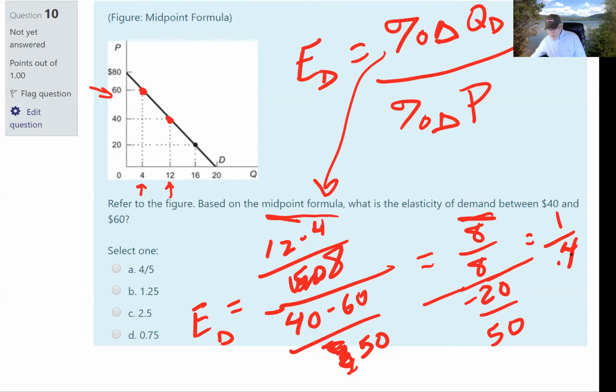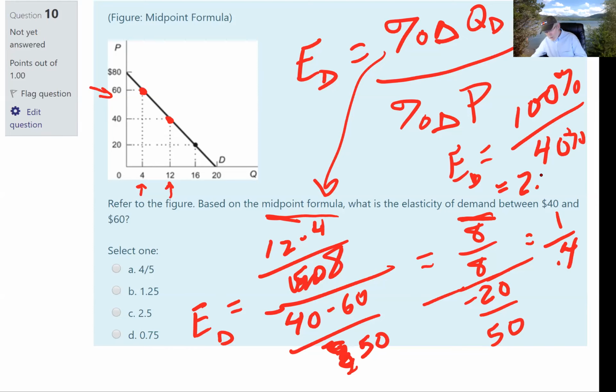Okay. In percentage terms, think about what this means. 1 is 100%. 0.4 is 40%. Okay. So what's really happened here is a 40% change in the price has caused a 100% change in the quantity demanded. And the elasticity is just what we get when we divide 100% by 40%, which is 2.5. So this is going to be the correct answer.